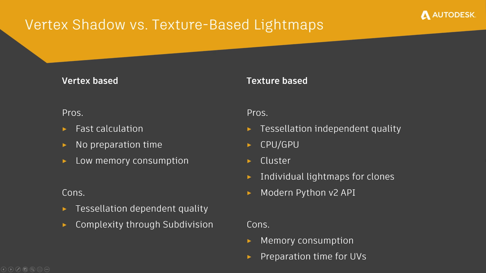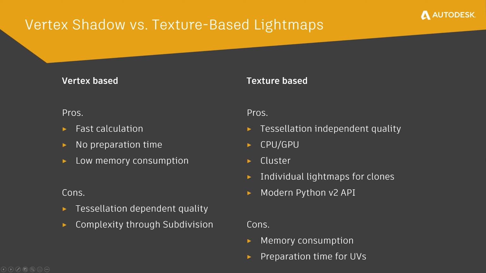So let me quickly summarize the pros and cons for vertex shadows and texture-based light maps. Vertex shadows are fast to calculate and require no additional preparation time. Also, the memory consumption is very low due to the fact the information is stored just for the vertices of each geometry. On the other hand, the quality is dependent on the amount of vertices and sometimes requires a very high tessellation to get a decent quality for your shadows. Of course, it is possible to subdivide geometry only in areas where more information is necessary, but this adds more triangles to your meshes and makes following processes like unwrapping more complex.